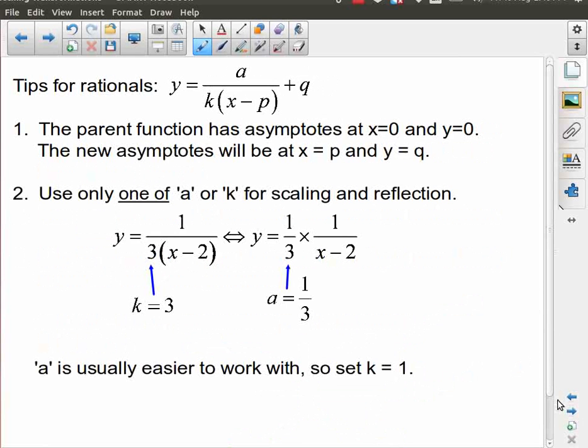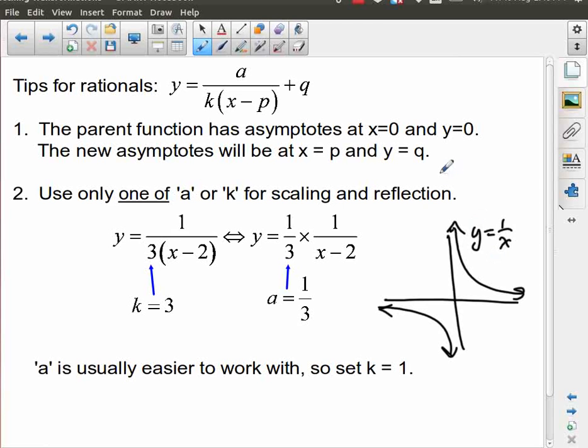Okay, rationals. So the rational function parent function looks something like that. The parent function is 1 over x. So for the rational function, we've got asymptotes. We've got a vertical asymptote and we've got a horizontal asymptote. In the case of a rational function, a vertical reflection and a horizontal reflection are the same thing. They actually look the exact same.